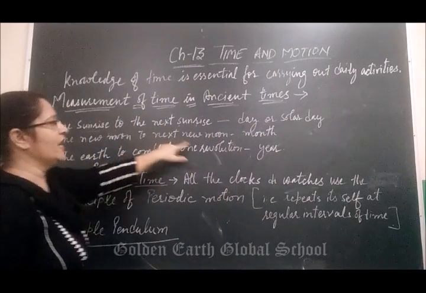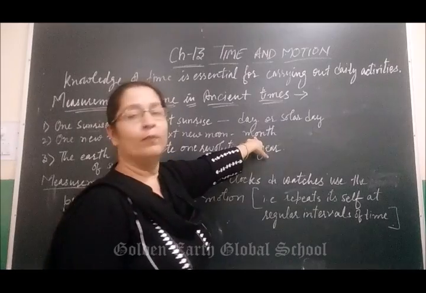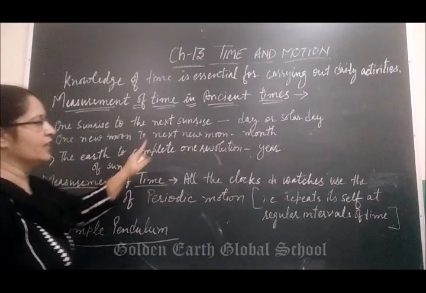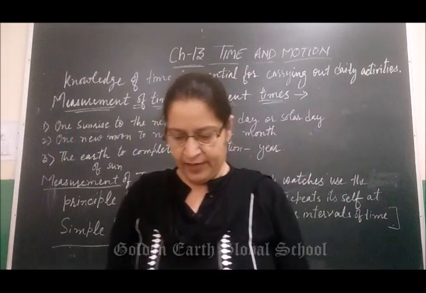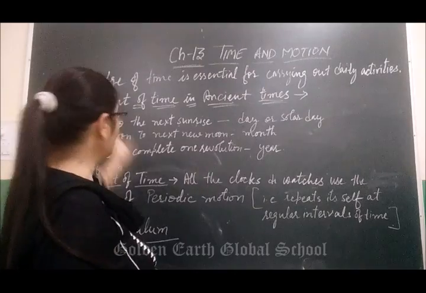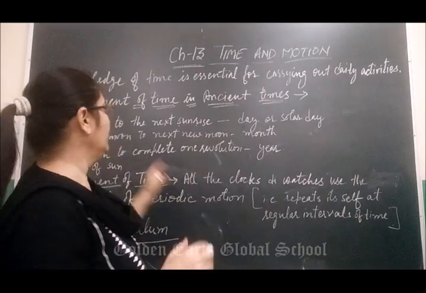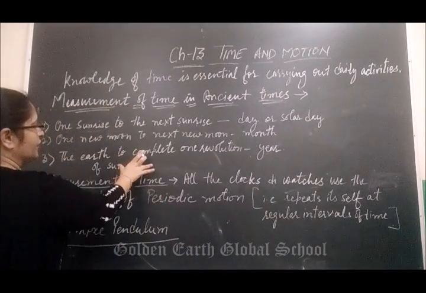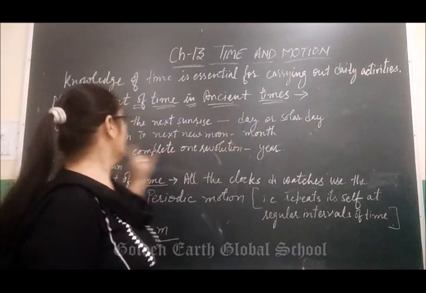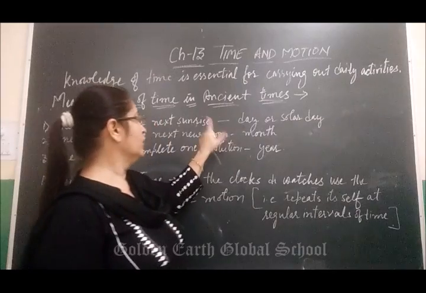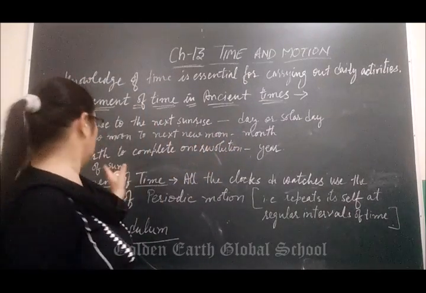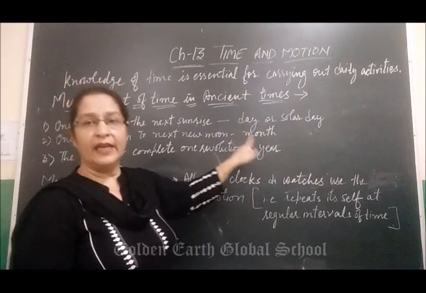One new moon to the next new moon is called a month, and the time for the earth to complete one revolution of the sun is called 1 year. So in ancient times also they did the calculation like this: one sunrise to the next sunrise was the day, one new moon to the next new moon was the month, and the earth completing one revolution of the sun was 1 year.